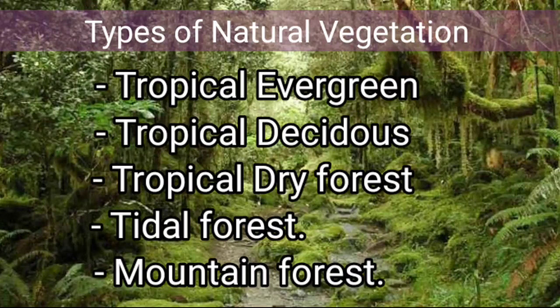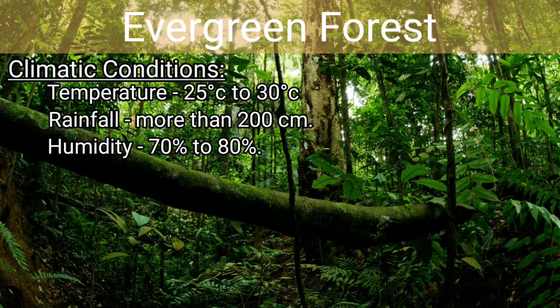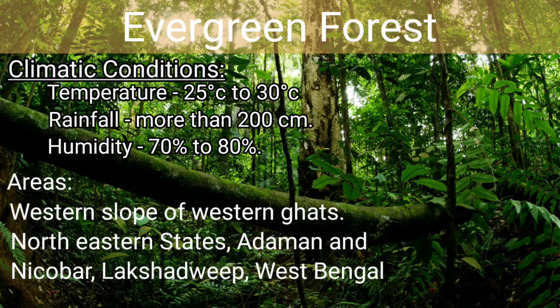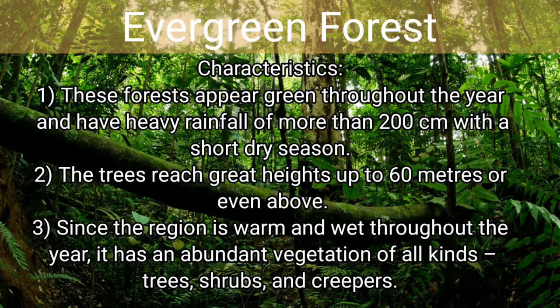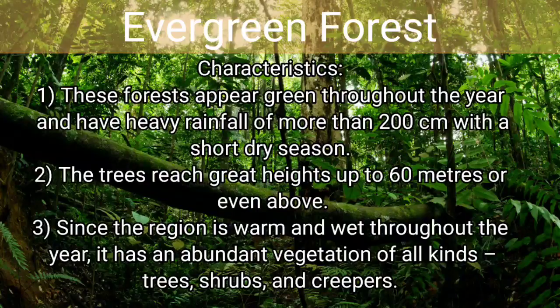Types of vegetation: evergreen, deciduous, dry forest, tidal forest and mountain forest. Evergreen forest, climatic conditions: high temperature, heavy rainfall and high humidity. Areas which receive more than 200 centimeters of rainfall in our country will have evergreen forest. Characteristics: trees go up to 60 meters, and show different layering structures at different heights. You can see in the picture the different layering structures of the trees.